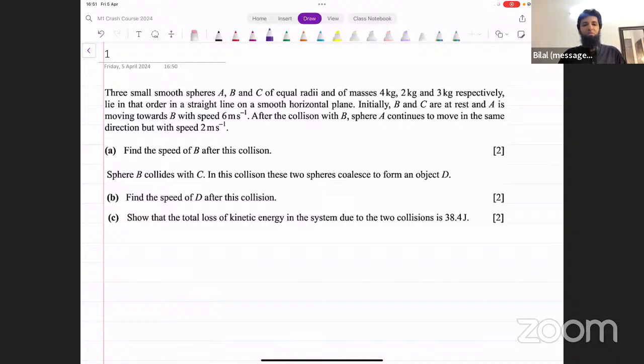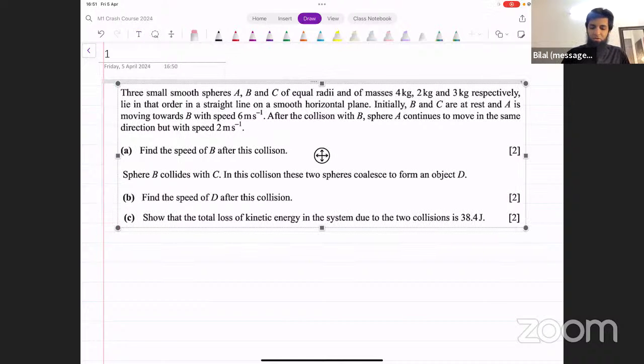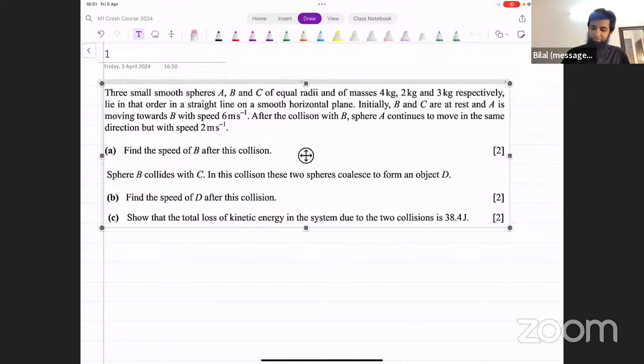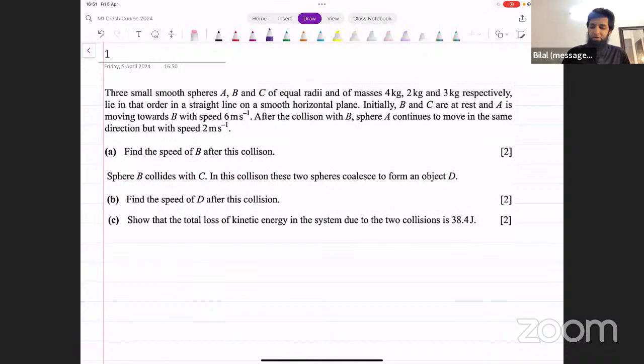Okay, so it says 3 small smooth spheres A, B, and C of equal radii and of masses 4 kg, 2 kg, and 3 kg respectively lie in that order in a straight line on a smooth horizontal plane. Initially, B and C are at rest, and A is moving towards B with speed 6 meters per second. After the collision with B, sphere A continues to move in the same direction, but with speed 2 meters per second. Find the speed of B after this collision.